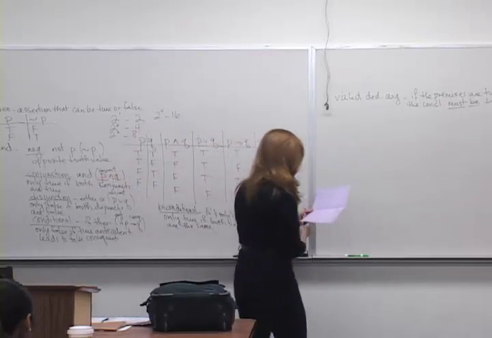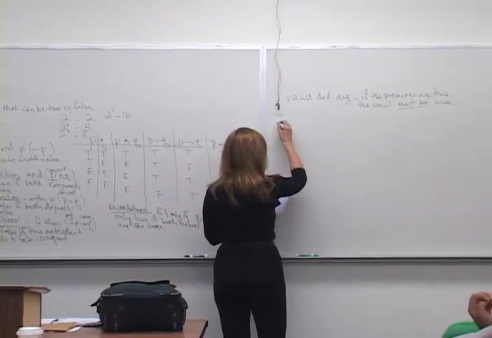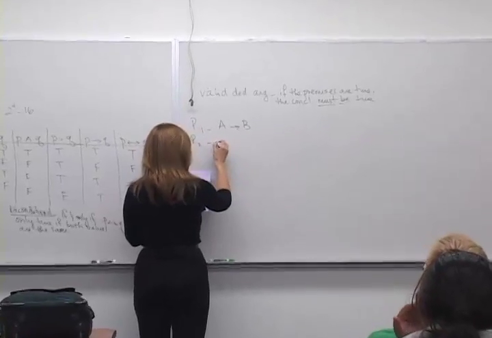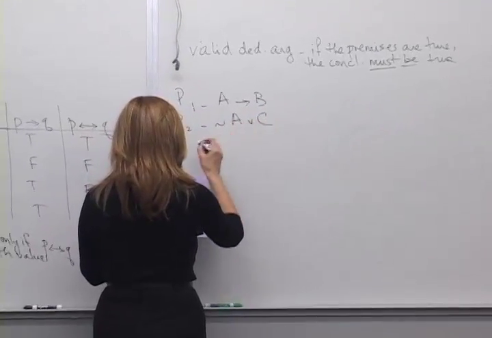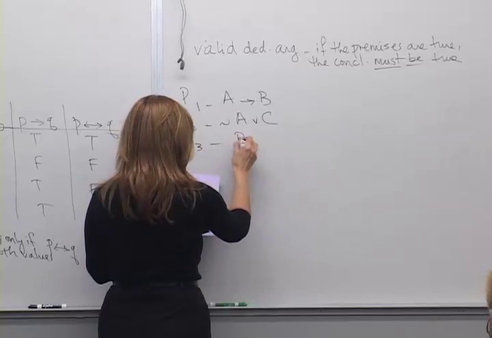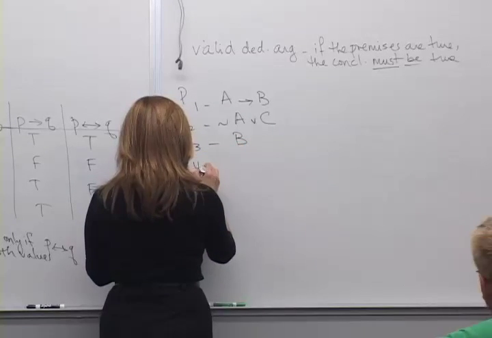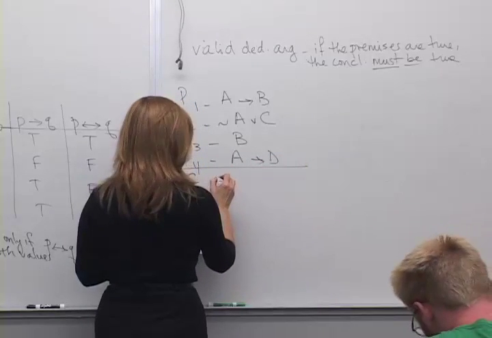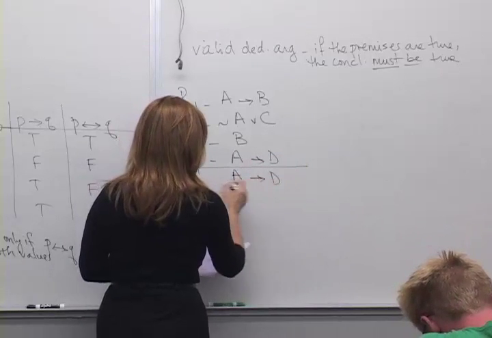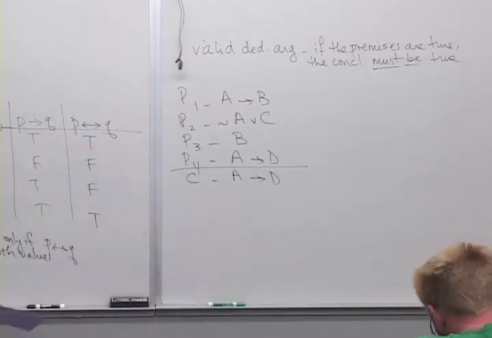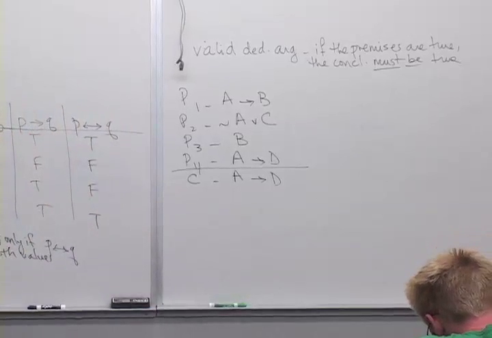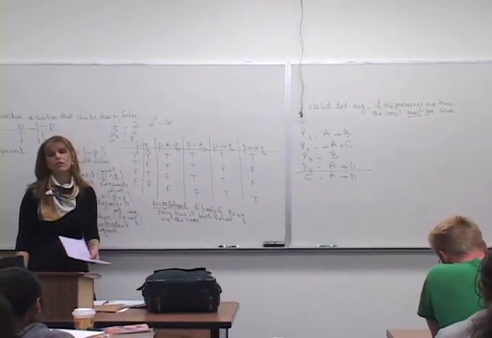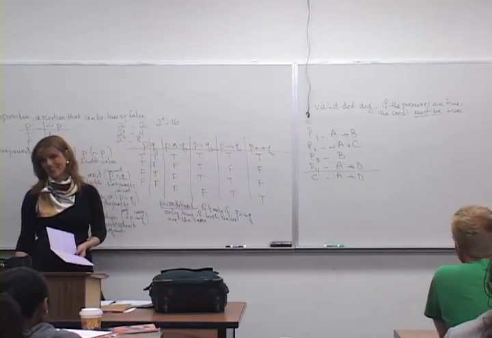So let's say we have this. Premise 1 is if A then B. Premise 2 is not A or C. Premise 3 is B. And premise 4 is if A then D. And the conclusion is A then D. So if we're going to do this with A, B, C, D, we would have 4 variables, so we would have a 16-line truth table. It would take us a long time to do it, right?